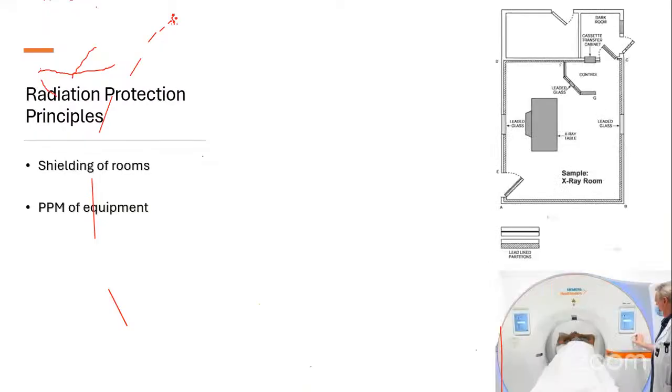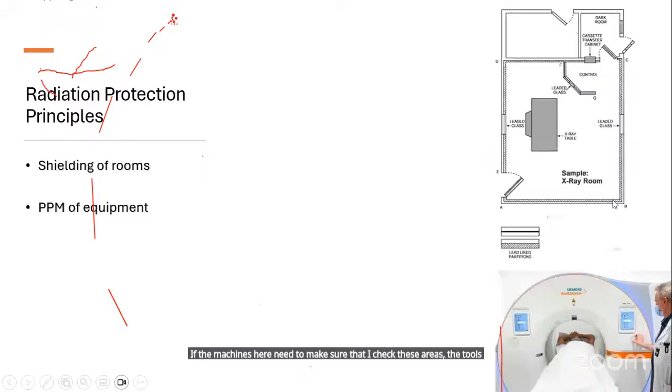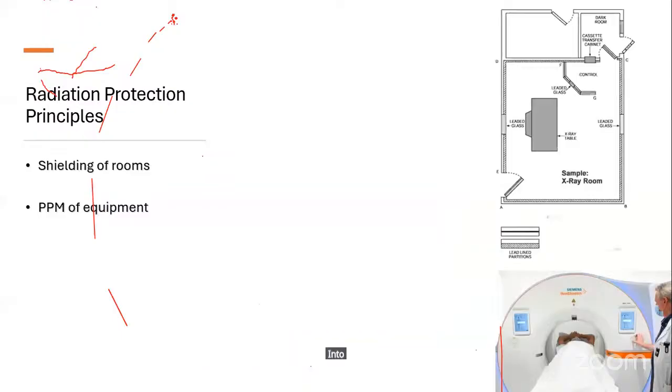So having proper PPM and shielding of the room is to make sure people are not affected. If the machines are here, I need to check these areas, the doors, the outside, all these areas, and check for leaks annually. I need to make sure there's still no penetration from these areas. I need to do proper PPM on the equipment to prevent scattered radiation.